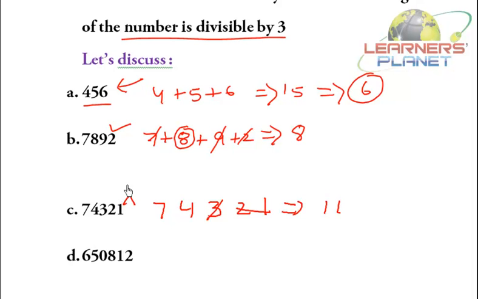In the next case, 650812. 6 is divisible by 3. 2 plus 1, it is divisible by 3. We are left with 8 plus 5, that is 13. So 13 is not divisible by 3. So 650812 will not be divisible by 3.